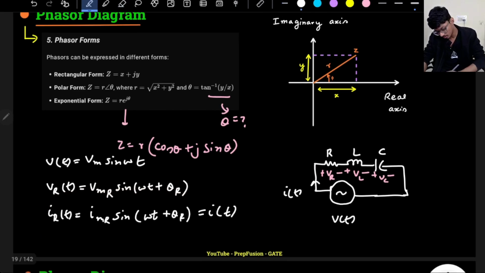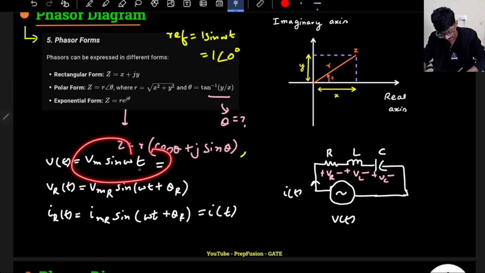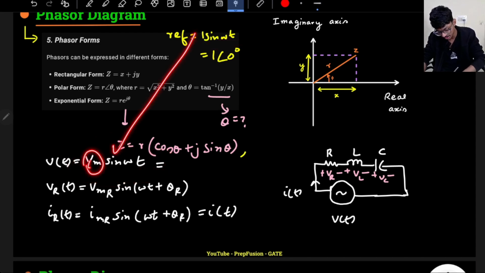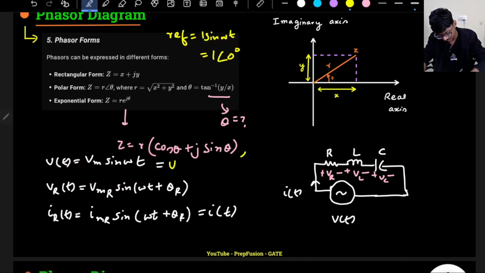Now how can I write this in terms of phasor? If I assume my reference to be sine omega t, the reference is just amplitude 1 sine omega t. This can be written as 1 angle 0. Then how can I write it? Here there is no phase shift with respect to the reference, but the amplitude is getting multiplied by Vm. So I will write here Vm angle 0.